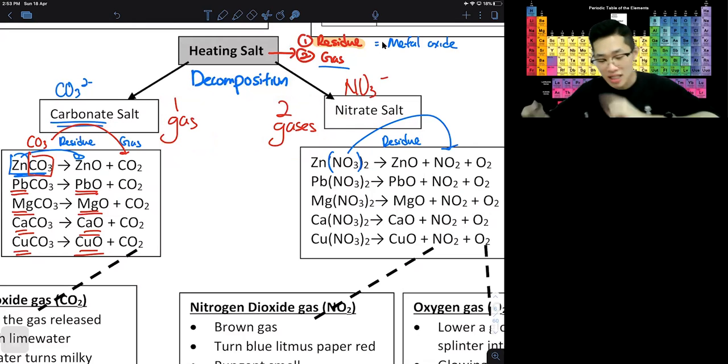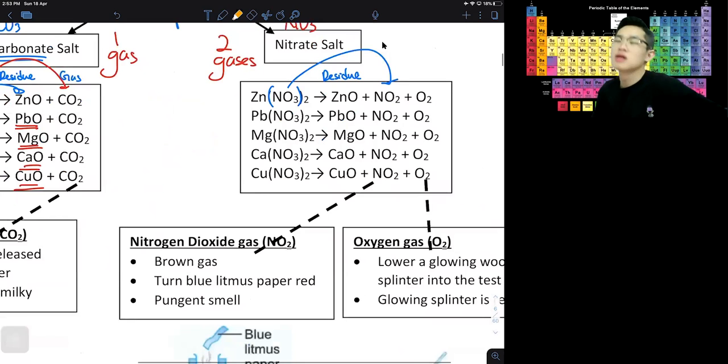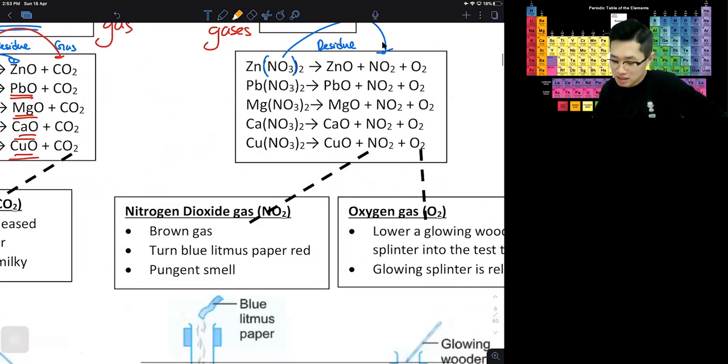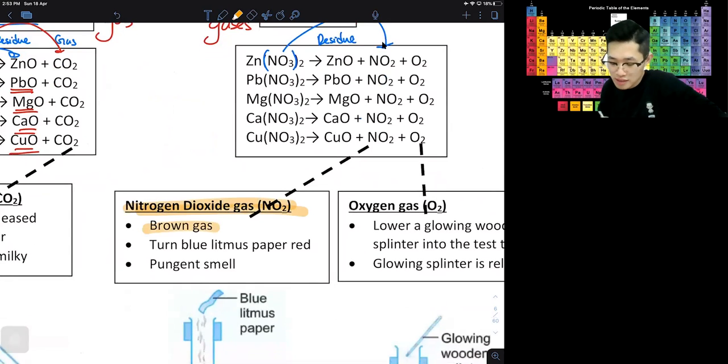And help me to highlight one thing, then we can go through the exercise already. The one thing is nitrogen dioxide, NO2, is a brown gas.